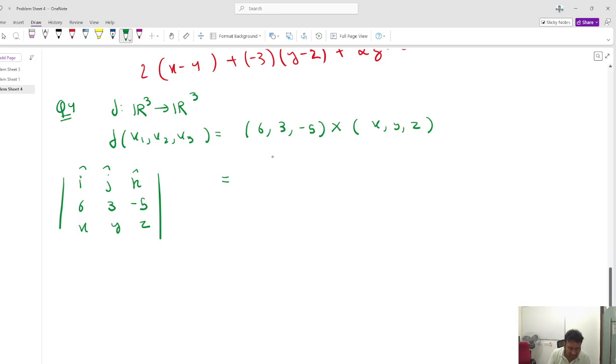Okay. So corresponding to the i, what you will get is 3z plus 5y. Okay, very nice. Corresponding to j, you will get 6z plus 5x, and corresponding to j, I mean minus of that. And corresponding to the k cap, you will get 6y minus 3x. Well, what you have been asked is to show or to check if this function is continuous, right?